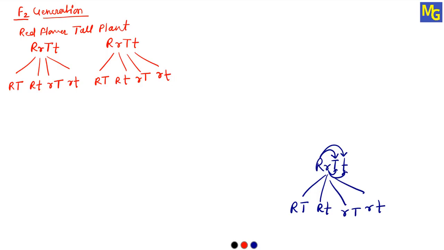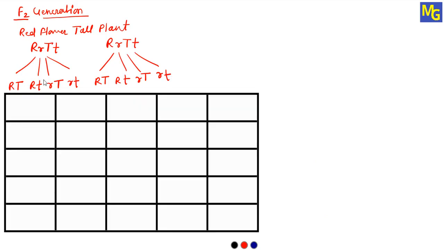So let me draw the checkerboard. Write down the genes here. What are you going to get? Capital R, capital T, capital R, small t, small r, capital T, small r, small t. Same thing, we will repeat on this side also, because we are going to do self-pollination now. In the case of the F1 generation, there was cross-pollination, but here it will be self-pollination. Remember, now it is self-pollination.